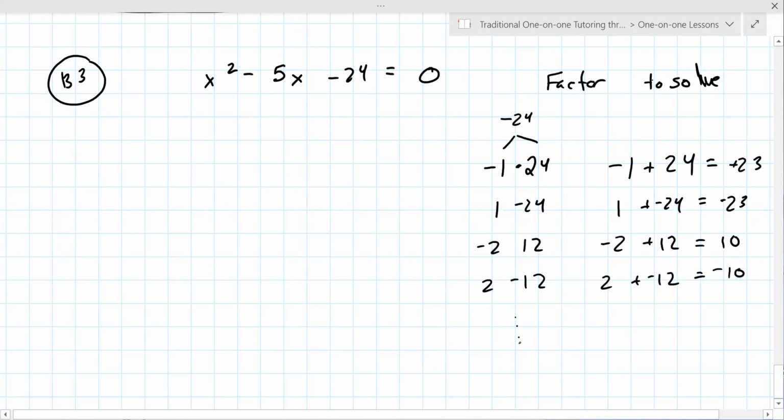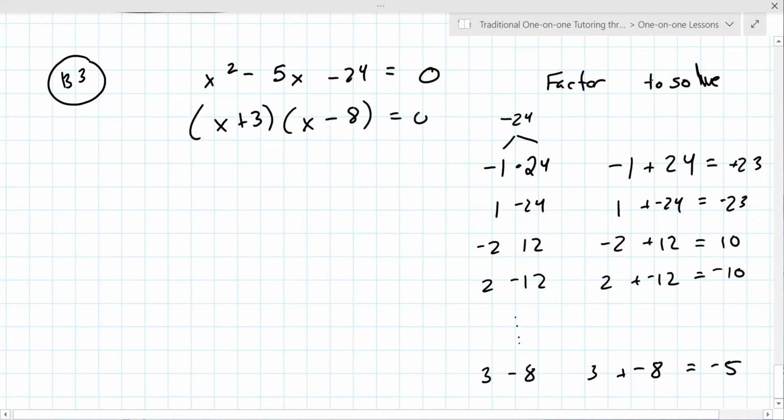Okay, and this continues here. We're running out of time, so the correct answer here is 3 and negative 8. 3 plus negative 8 is negative 5. And those are the numbers you write here: X plus 3, X minus 8 equals 0.